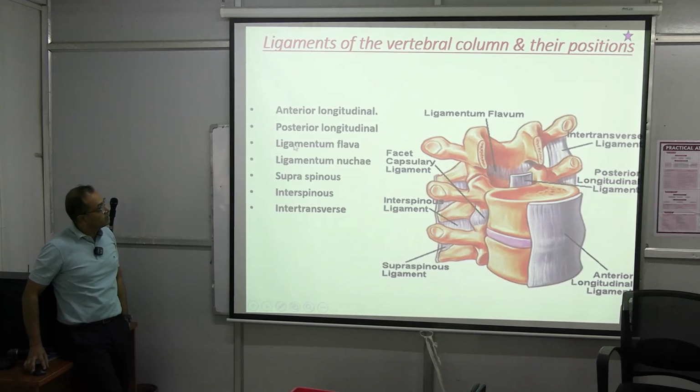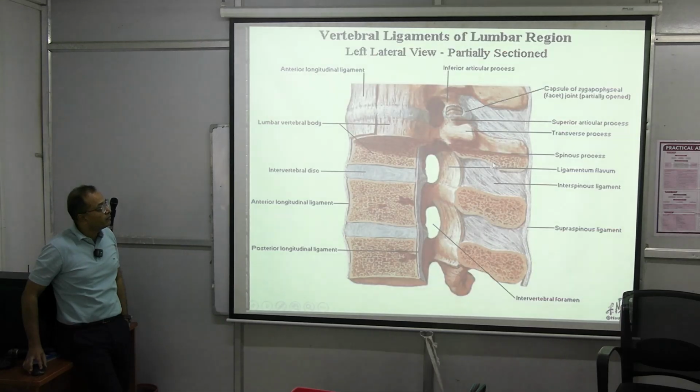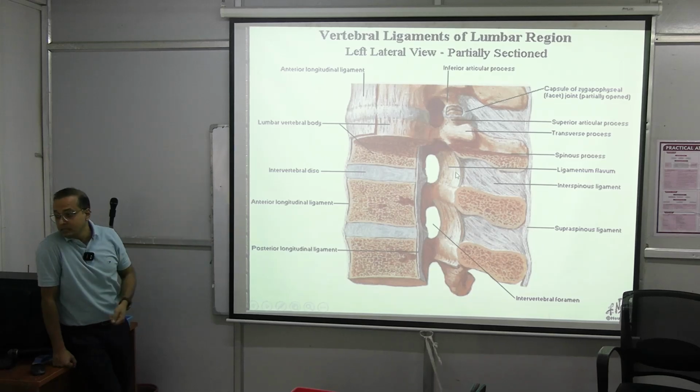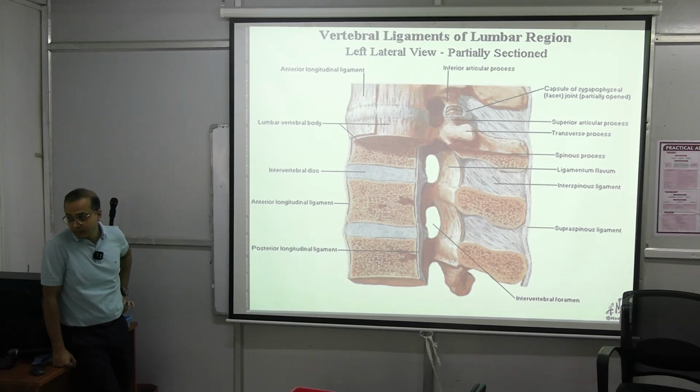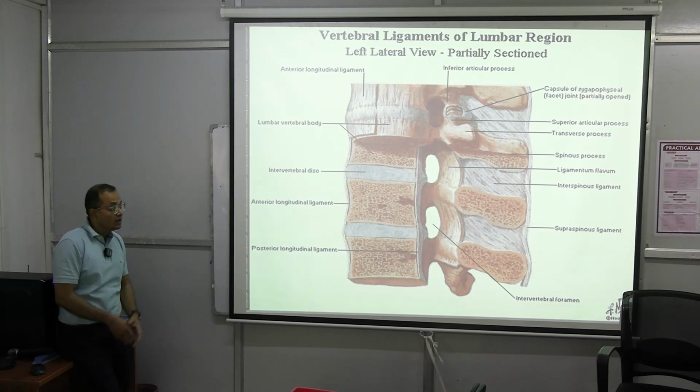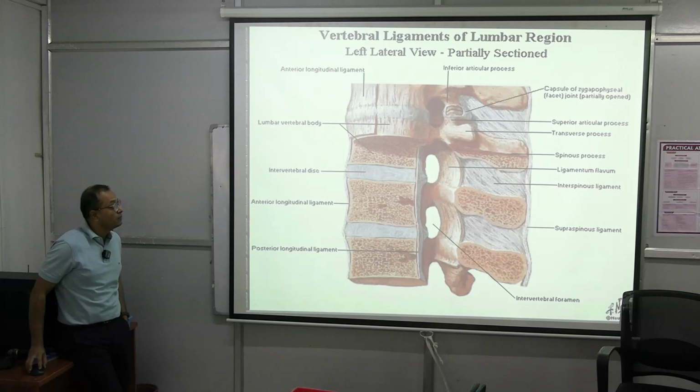This ligamentum flavum is present between the laminae of the vertebrae, and it is made of yellow elastic tissue. It looks yellow, which is why it is known as ligamentum flavum. So we understand the lamina, pedicle, transverse process and the spinous process. Between the laminae, above and below, we have this ligamentum flavum.